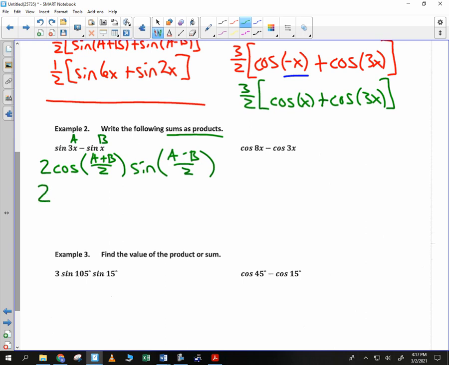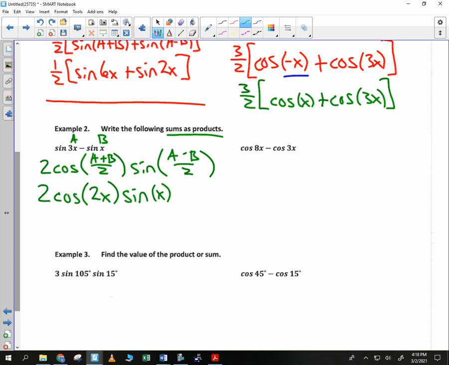So we have 2 times the cosine of, if we take 3x plus x, we get 4x. And 4x divided by 2 is 2x. And then a minus b divided by 2, 3x minus x is 2x. Divided by 2 is just x. And that's it.